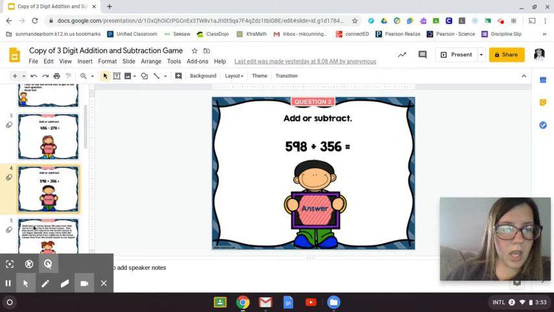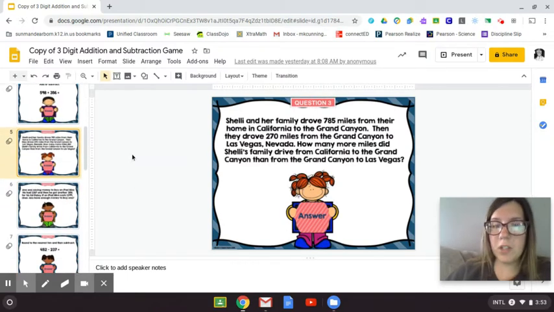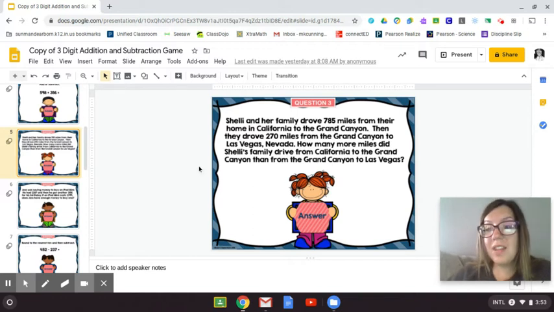Okay. Slide 5. It says, Shelley and her family drove 785 miles from their home in California to the Grand Canyon. Then they drove 270 miles from the Grand Canyon to Las Vegas, Nevada. How many more miles did Shelley's family drive from California to the Grand Canyon than from the Grand Canyon to Las Vegas? So we have to think about how we want to solve this.